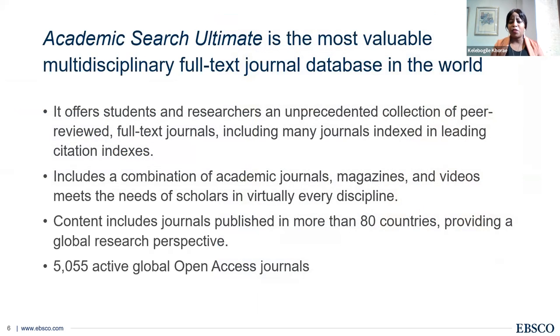What is the Academic Search Database? The Academic Search Ultimate Database is one of our largest multidisciplinary databases that contains full-text journals. What do I mean by multidisciplinary? It means that it has content that covers various subject areas within the academic world.